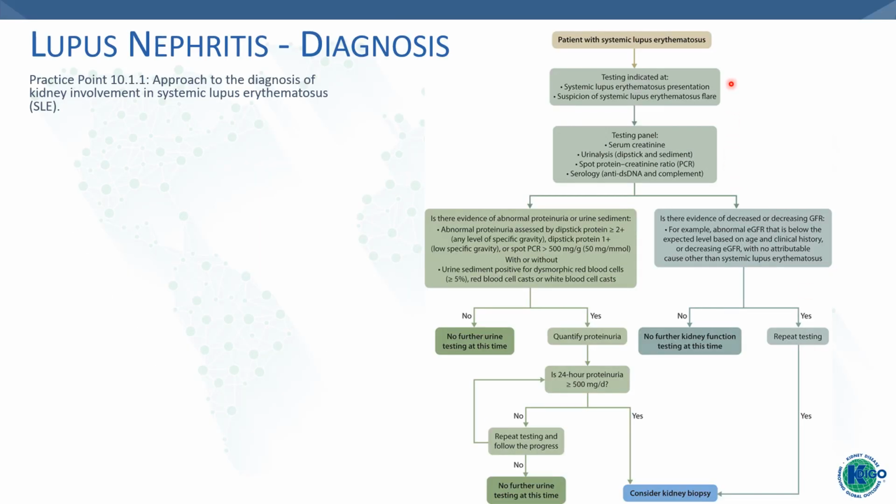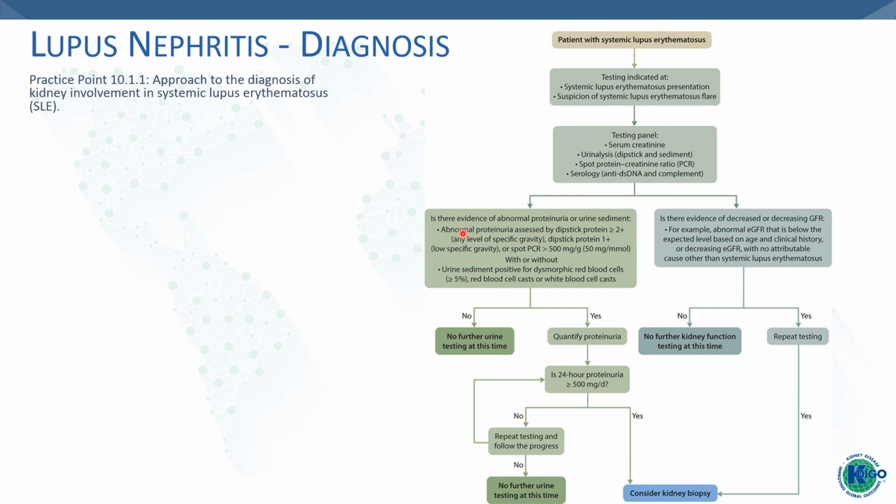If there is any suspicion for systemic lupus erythematosus or suspicion of its flare, the testing panel to detect if there is renal involvement or not is by doing serum creatinine, urine analysis, dipstick, and sediments by microscopy, spot protein creatinine ratio, and for serology, we have to do anti-double-strand DNA and complement.